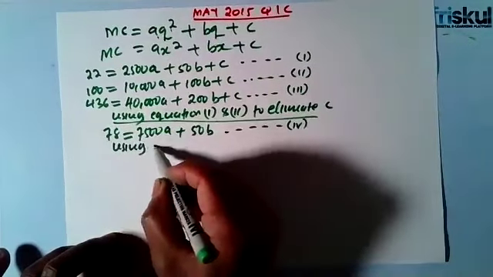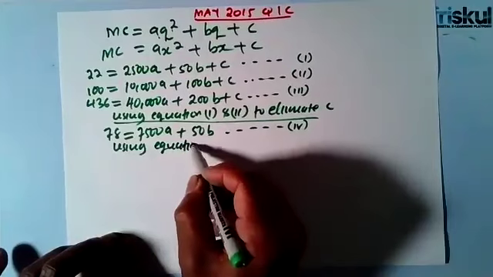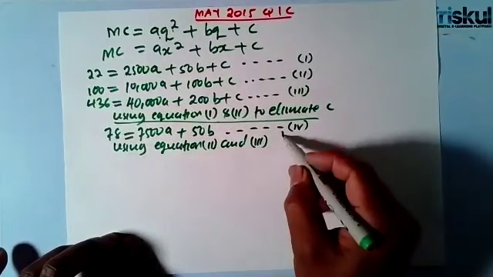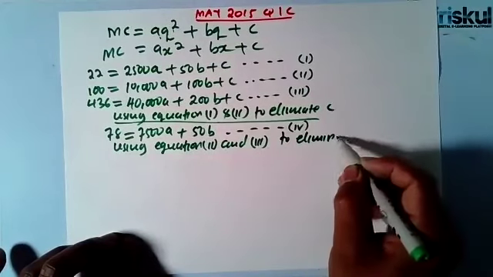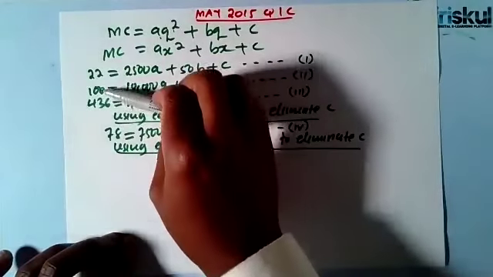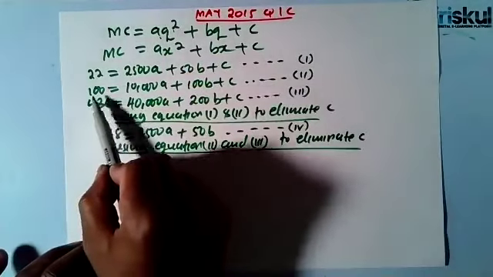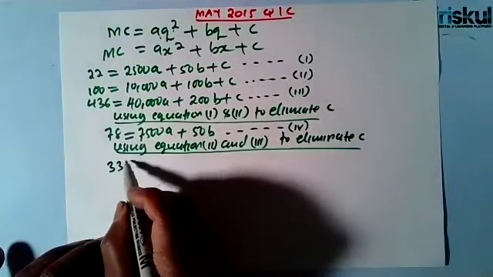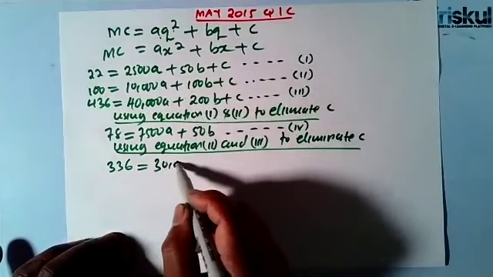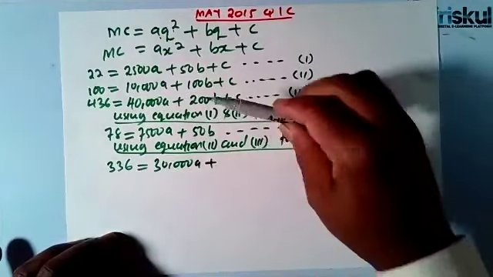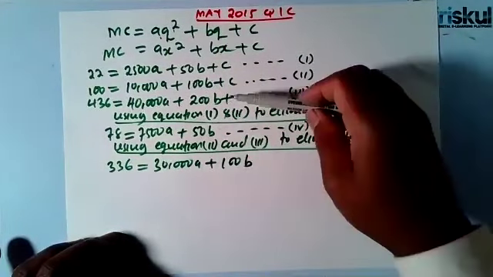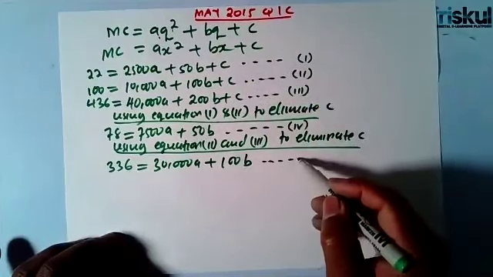Now, using equation 2 and equation 3 to eliminate C. So I'm using the second one and the third one. So I'll do 436 minus 100. So I'll get 336 is equal to 40,000 minus 10,000, you remain with 30,000A. 200B minus 100B, you remain with 100B. C minus C goes away. So you can call it equation number 5.